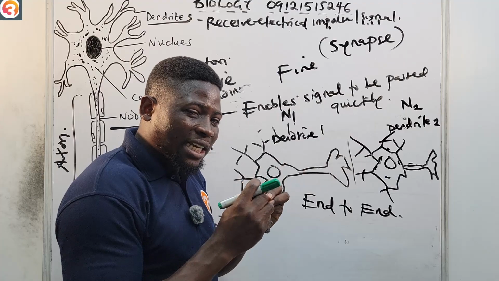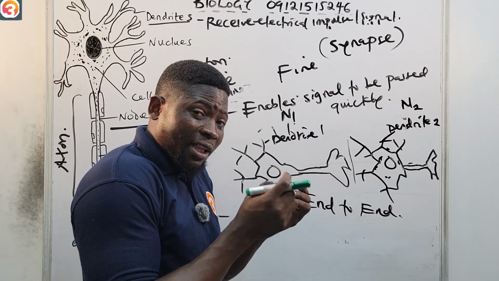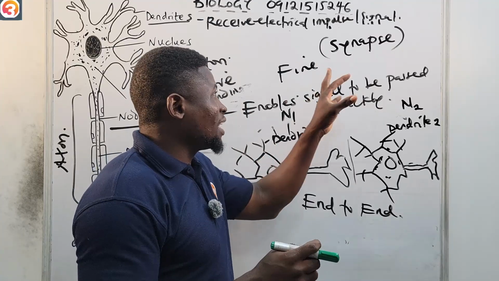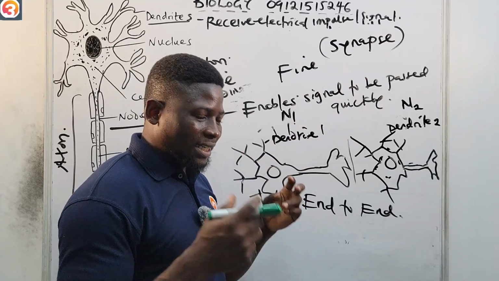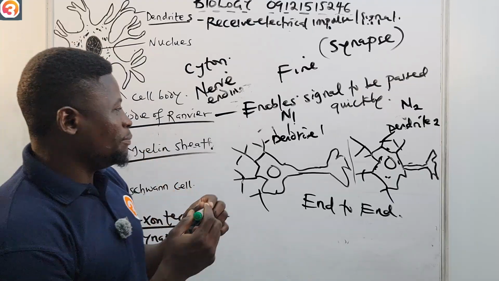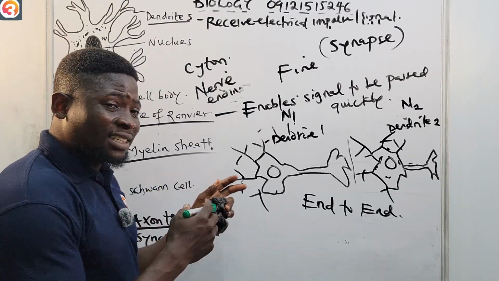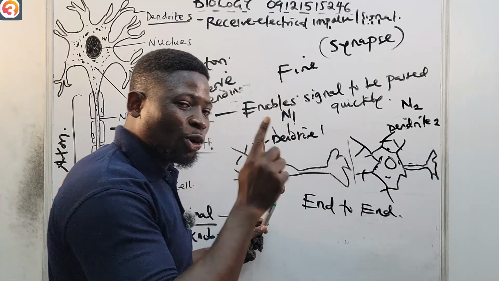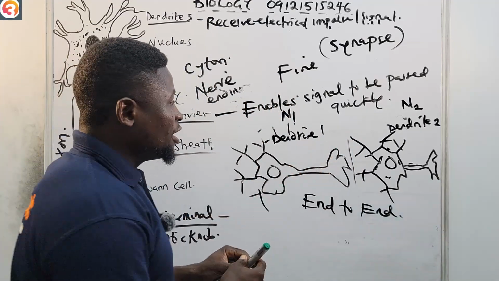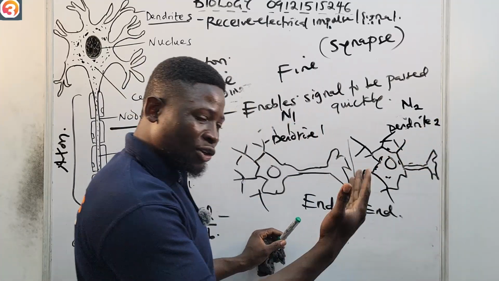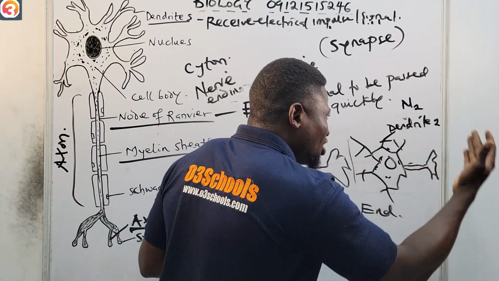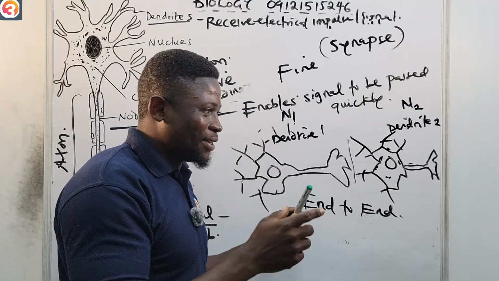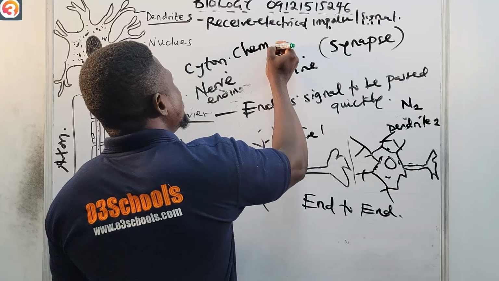Since the neurons are not connected together, there will definitely be a very small gap between both of them. That small gap is what we call the synapse. Now, what effectively happens is that as the electrical signal gets to the nerve ending of the first neuron, just before we get to the dendrite of the second neuron, there's a chemical reaction that takes place.